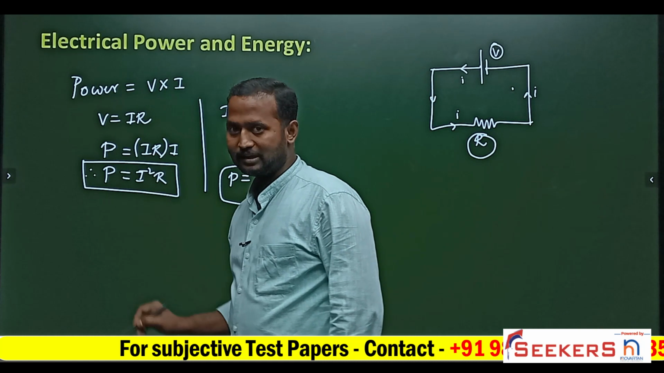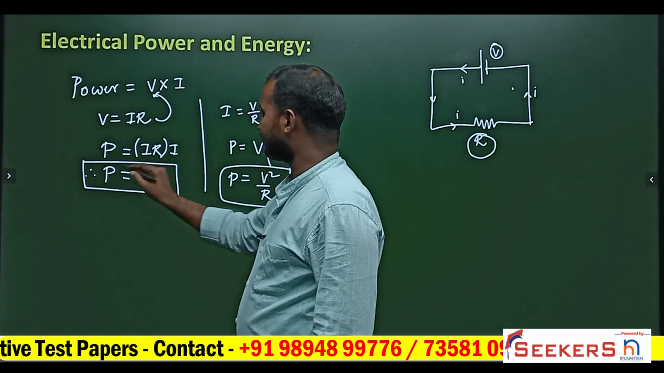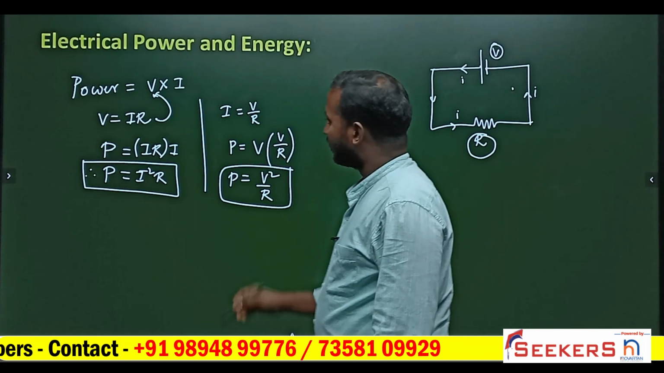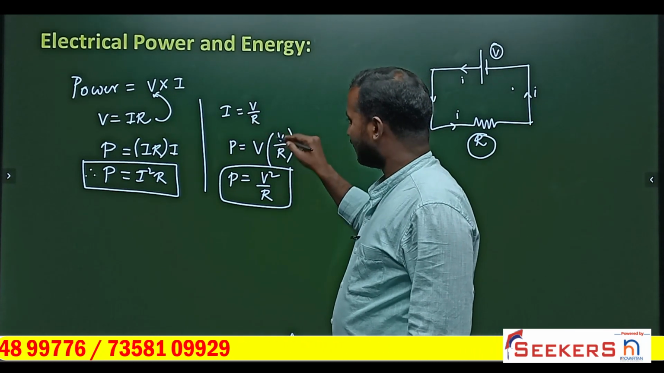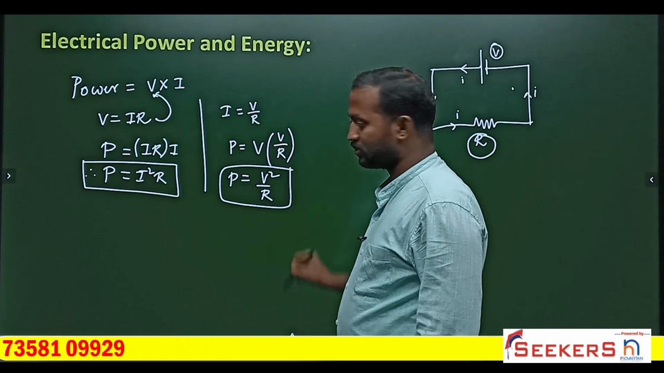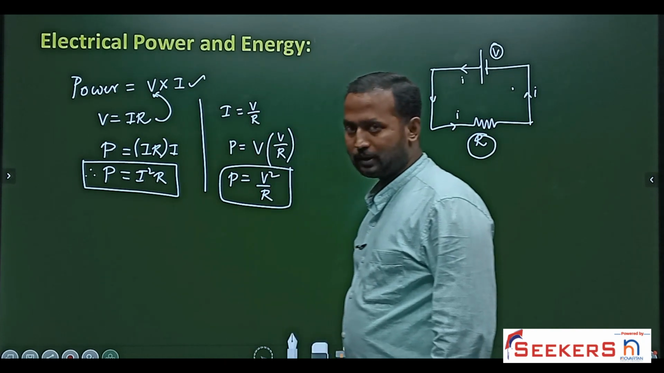According to Ohm's law, we can say that V is equal to IR. If I substitute that here, I'll get P is equal to I square R. Whereas if I take I is equal to V by R from Ohm's law again, I'll get P is equal to V square by R. These are the three formulas for electrical power.